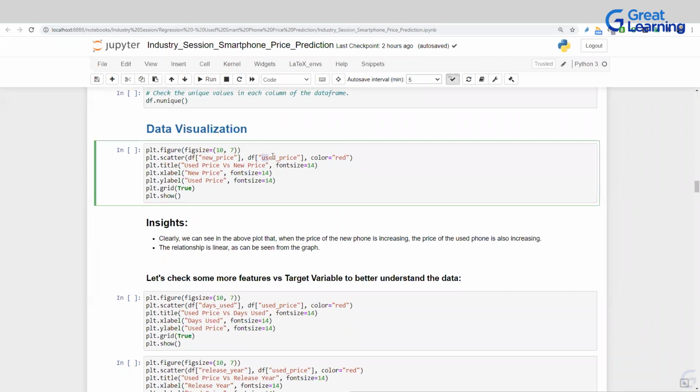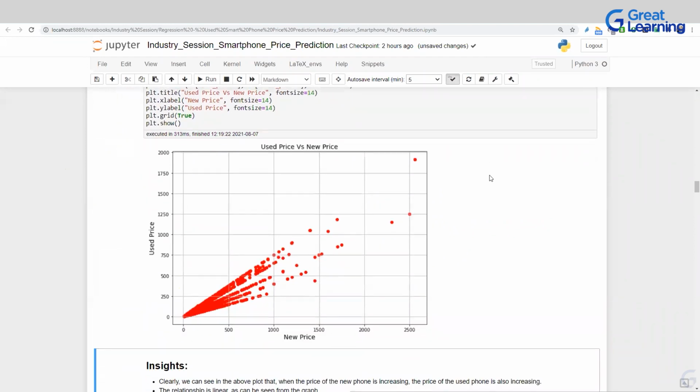First, I'm going to compare the used price against the new price to understand the relationship between them. And this plot gives us a very good idea that if I'm going to buy a phone with a higher new price, the used price of that phone is also going to be higher. So there seems to be a very good linear relationship between the two. This would turn out to be a significant predictor.